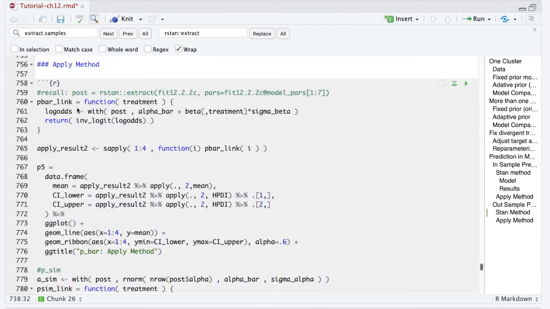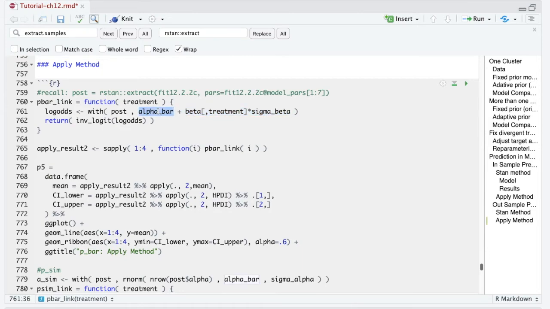Lastly, we can try to use the apply method. Using apply, we don't need to change anything in the Stan model. We just need to use the same posterior samples we extracted before. So the post here is the same post data as in the in-sample prediction. Basically, we follow the same logic as we did in Stan. So here is the function we put in the Stan generated quantities block.